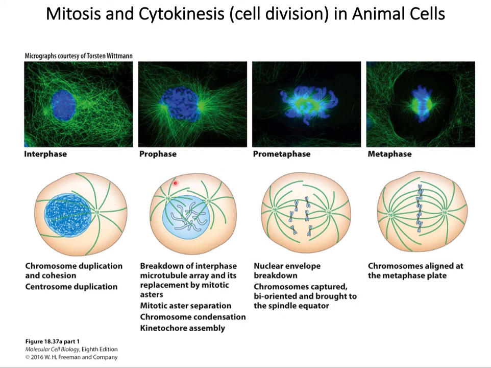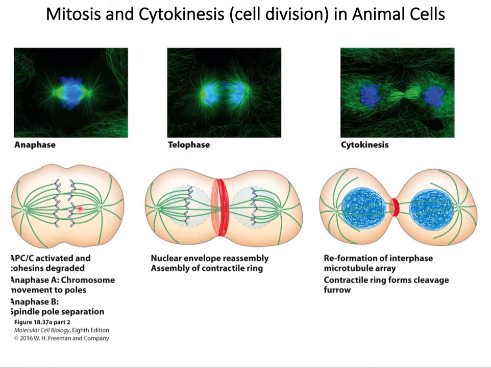Then in prophase, you get the migration of these 2 microtubule organizing centers, known as spindle poles, towards the poles of the cell. You can start to see the chromosome condensation, and you start to see the nuclear envelope disappear. In prometaphase, which is the very earliest phase of the metaphase, you get the capture of these chromosomes by the microtubules. And then as metaphase proceeds, you get an alignment of these chromosomes along the center of the cell.